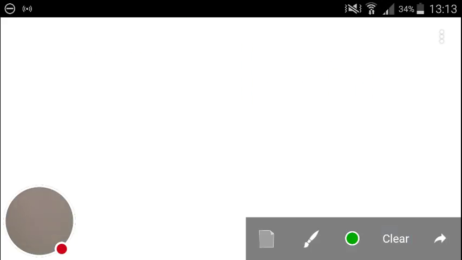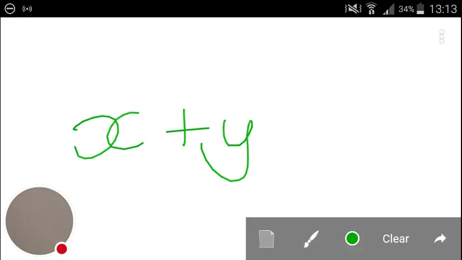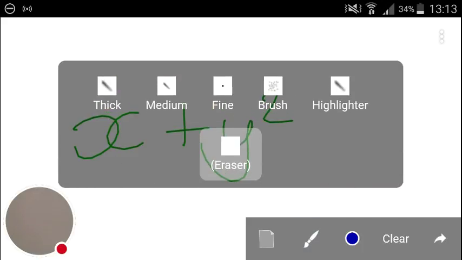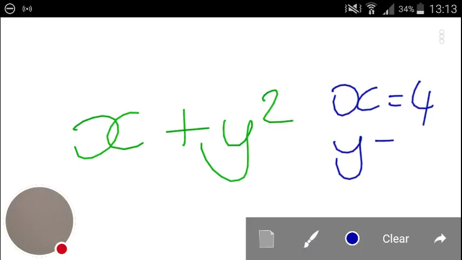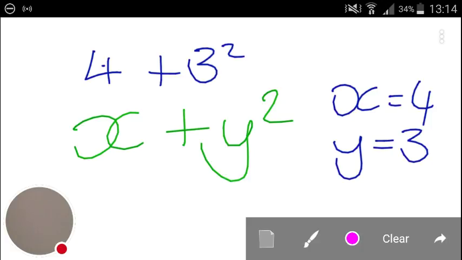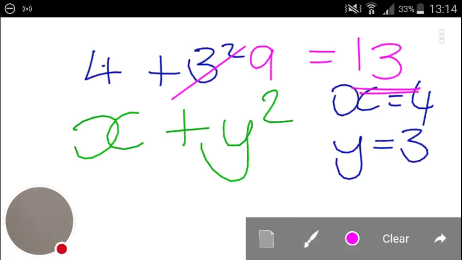Now we said x plus y squared, x is 4 and y is 3. Sorry, wrong way around. So here we have 4 plus 3 squared. Now we said before squared means times by itself. So 3 squared is no longer 3 squared, it is 9. So 4 plus 9 equals 13. So the answer to the first question is 13.